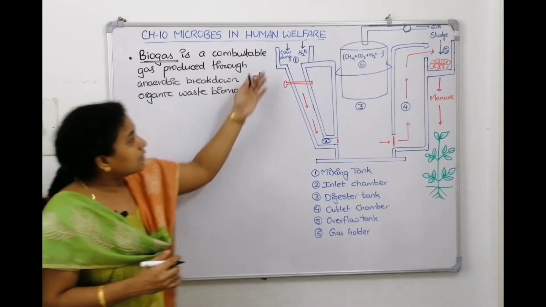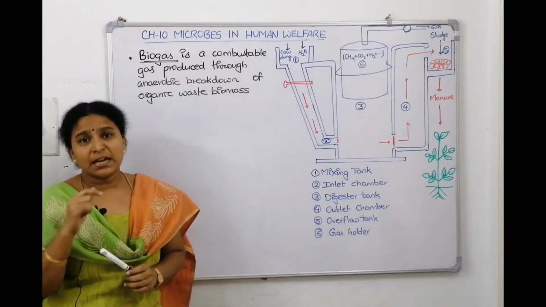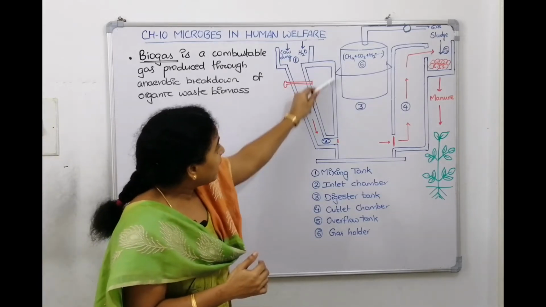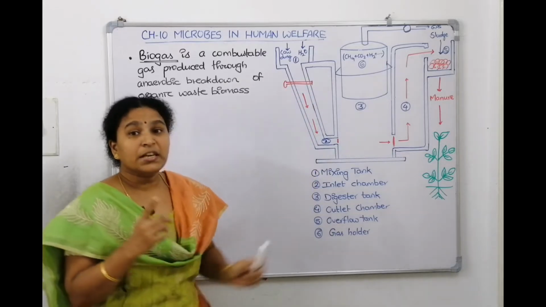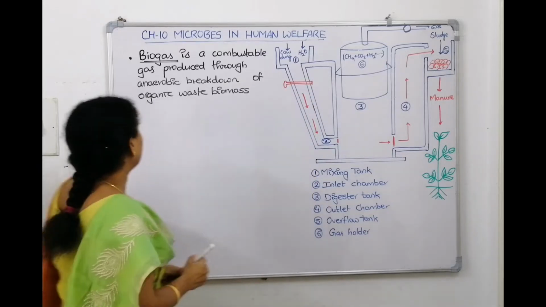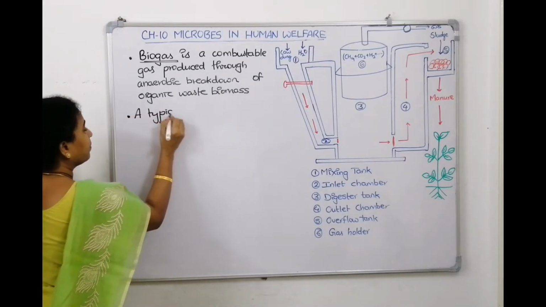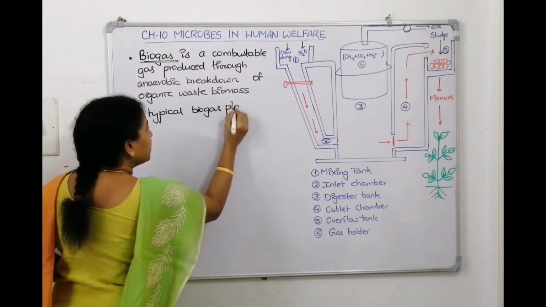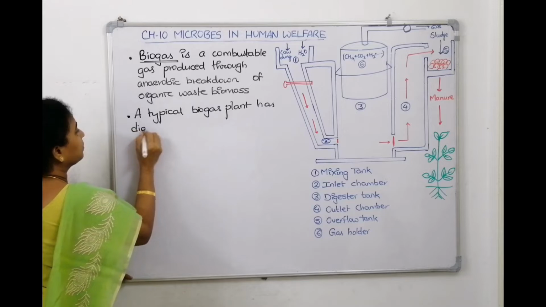Understood? Now this is a typical biogas plant. In NCERT, they have given how deep the digester is. This is the main vessel, which is called the digester. The digester is 10 to 15 feet deep, they will tell. In NCERT, they have given a typical biogas plant. A typical biogas plant has a digester.